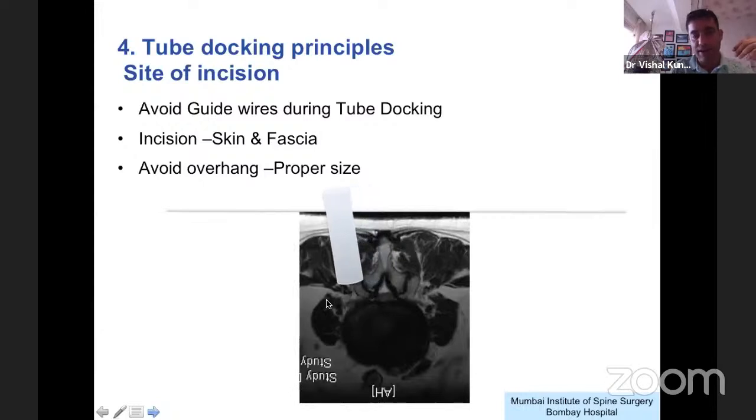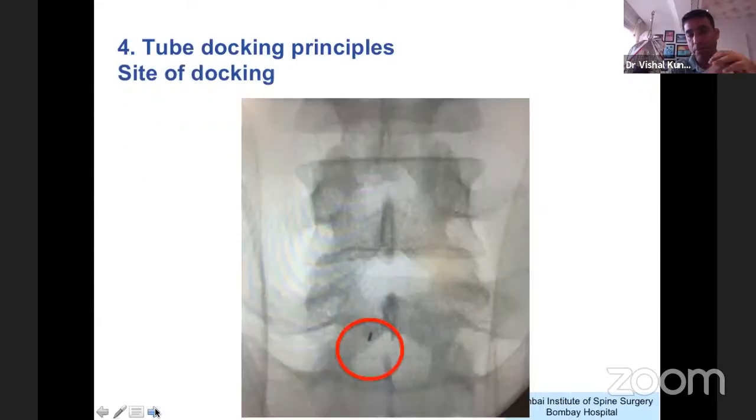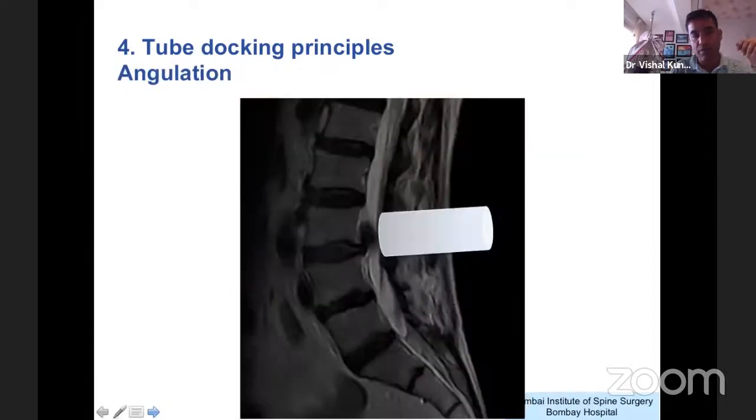Getting the tube incision right when you are doing fusion, which is a little lateral compared to the decompression, is very important to avoid overhang and to get the proper length of the tube. This bony mark, the spinolaminar line, is something you should always pay attention to, because this is the place where most of the tubes for decompression and fusion sit. Getting the right alignment of the tube is something we all based upon earlier.